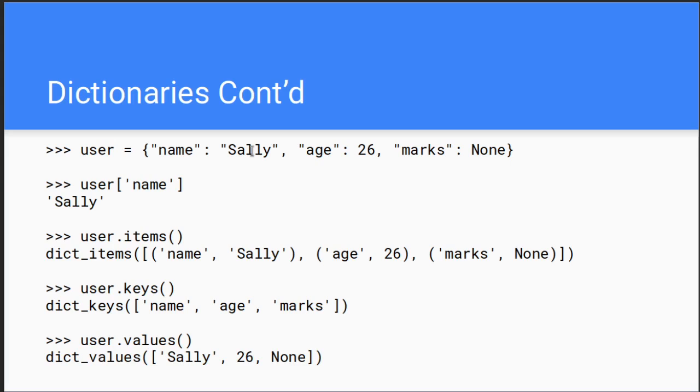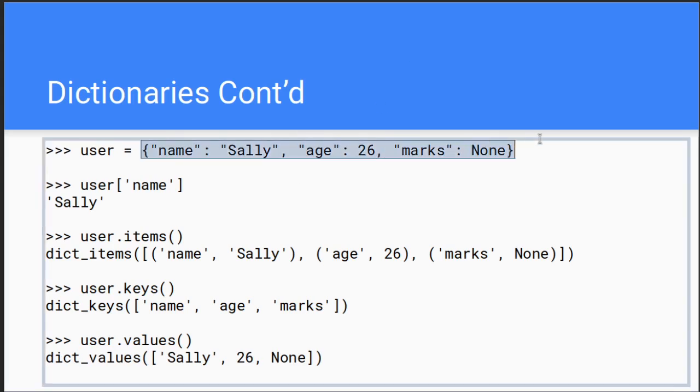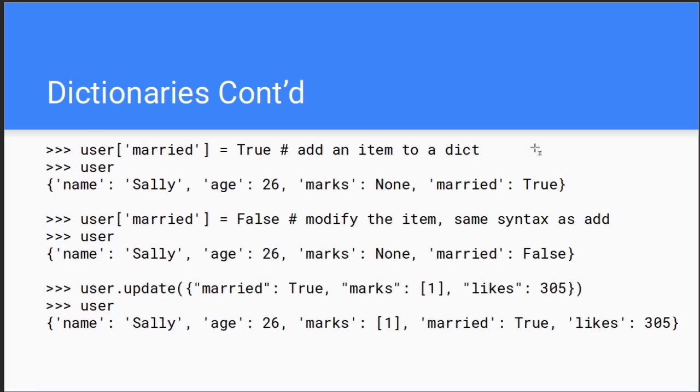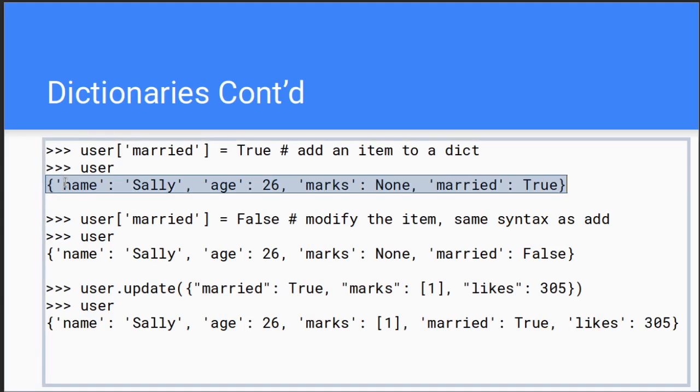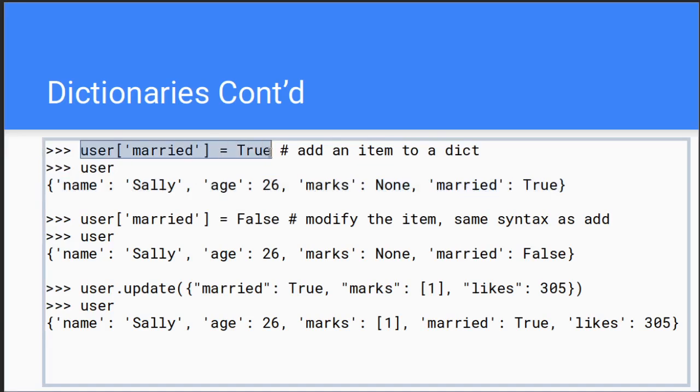Now if you notice, married is not in the dict, but we can add it, and now it's there. So we can use the same syntax to modify. Add and modify, it's the same syntax. So if it's not there, it'll add the item. So married was true, and now it's false.